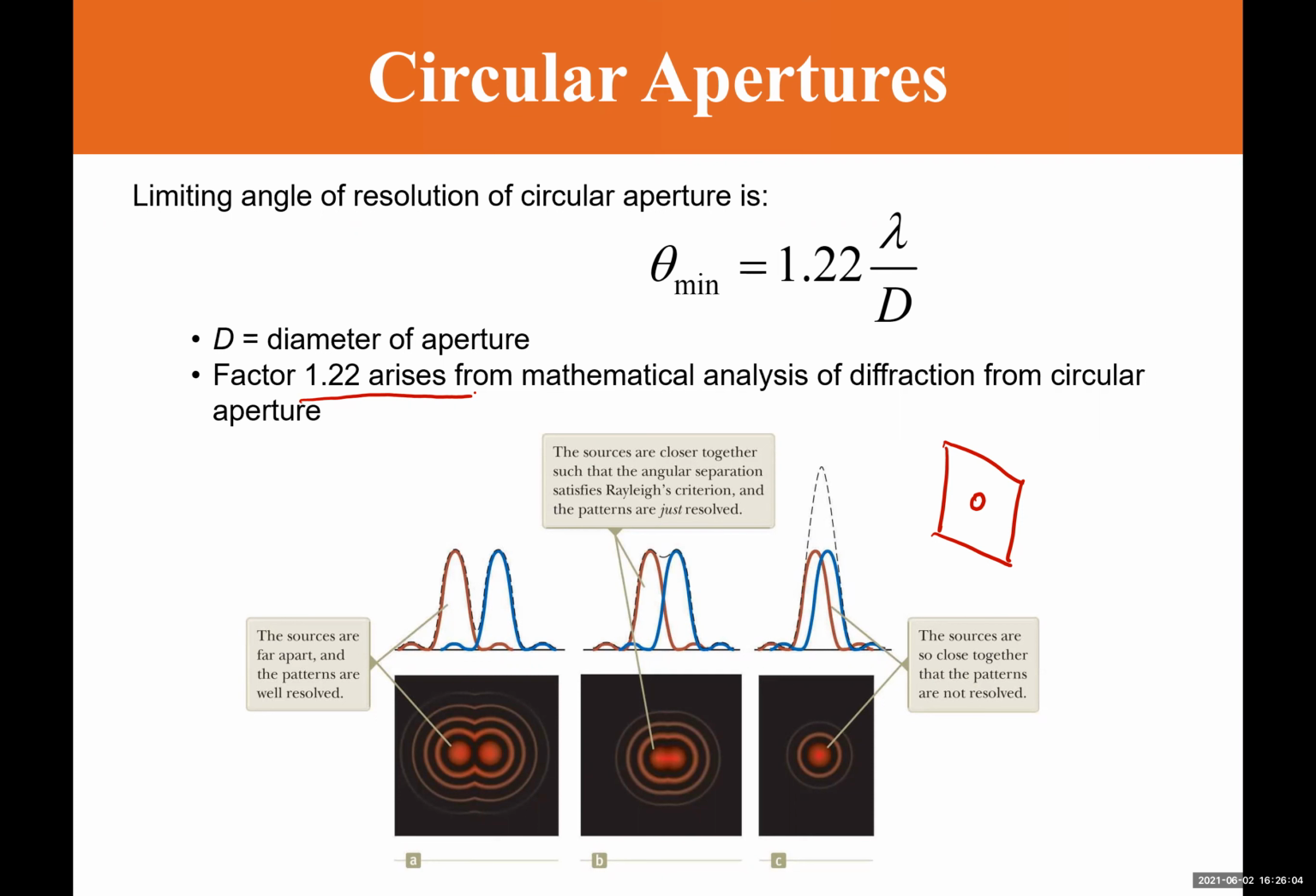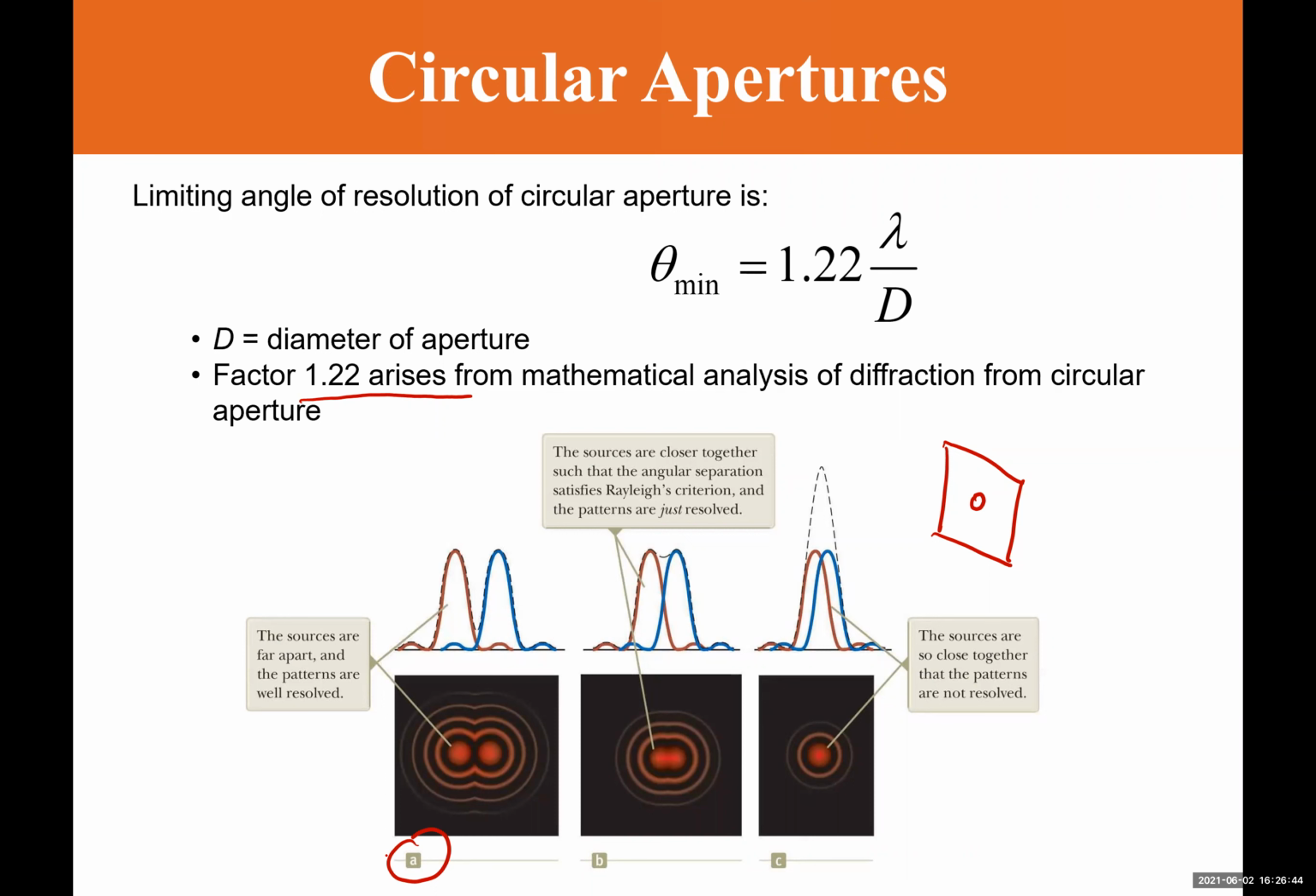Okay, that means the difference between slit and circular apertures will be whether the problem tells you the width of the slit or the diameter of the aperture. So then you will be able to understand if you're dealing with just a single slit or a circular aperture. Okay. So again, you can see in the diagrams we have A, B, and C. A gives you the sources that are far apart and the patterns are well resolved, right? So you can see two different diffraction patterns.